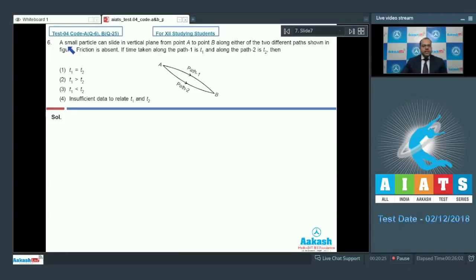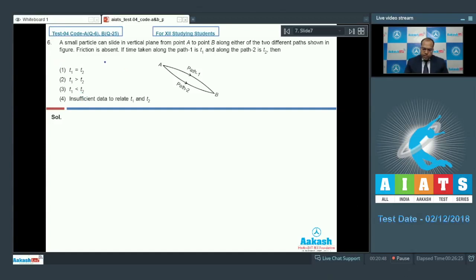In question number 6, a small particle can slide in a vertical plane from point A to point B along either of the two different paths shown in the figure. This is path 1, this is path 2. Friction is absent. If the time taken along path 1 is t1 and along path 2 is t2, then we have to find the relation between t1 and t2.